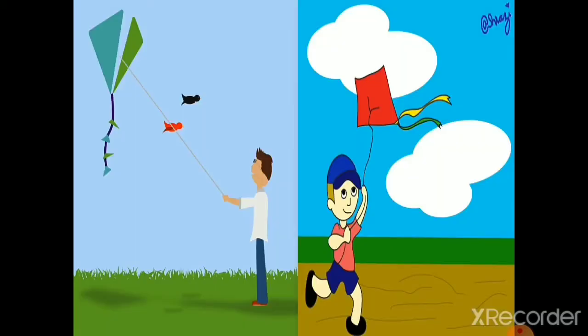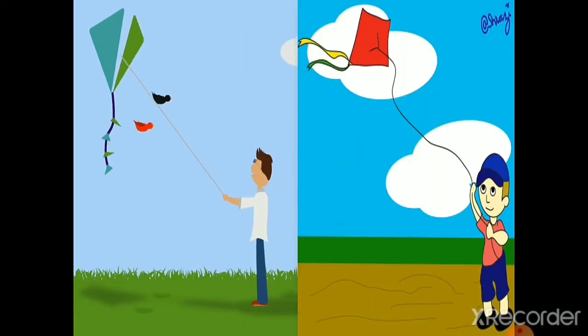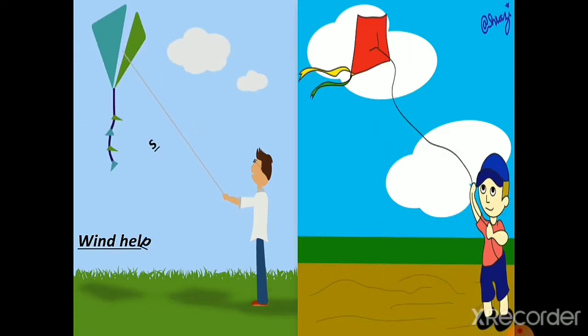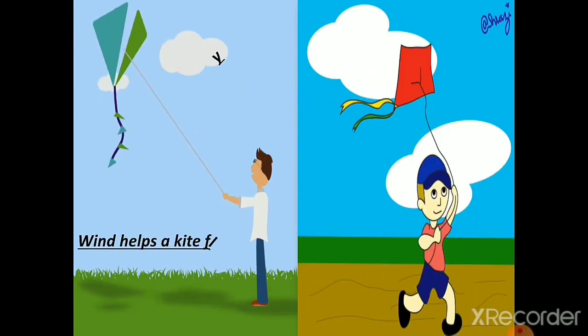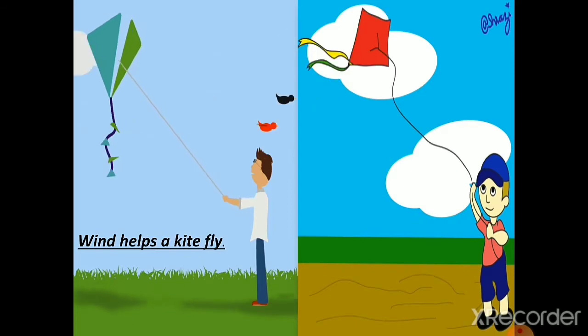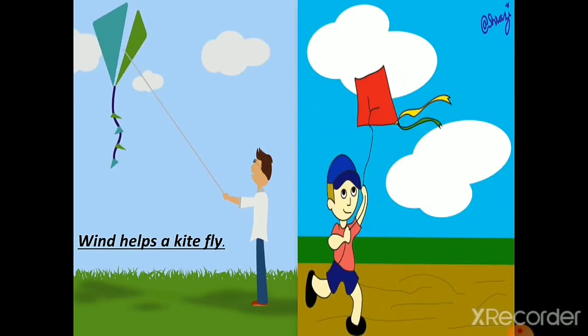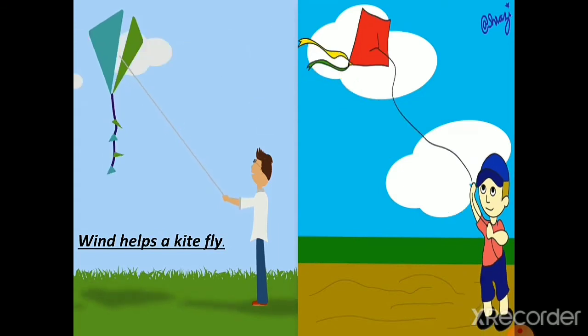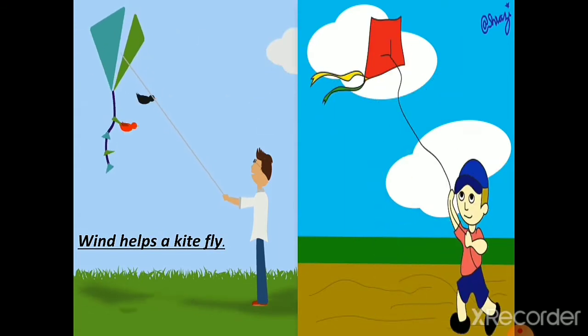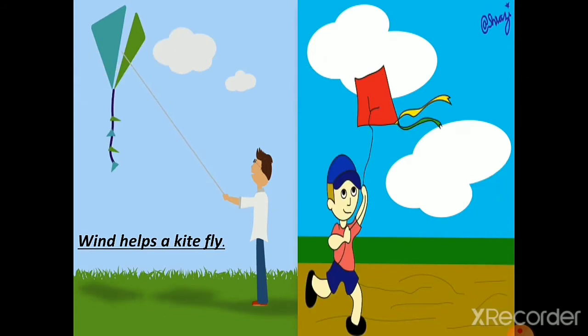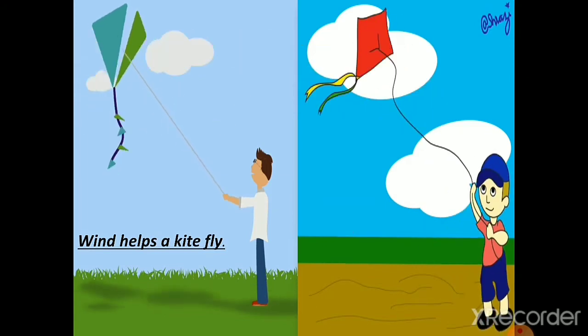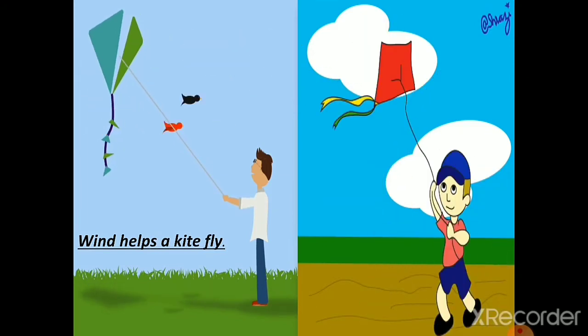Now next, wind helps a kite fly. It means with the help of wind we can fly the kite. You all know about that because you all fly the kite in Uttarayan.